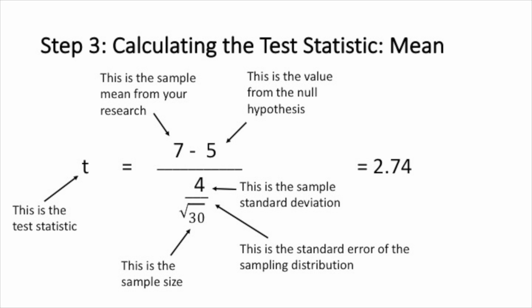That's 7, which is the value from my research. That's the sample mean value I calculated. I subtracted from that 5, which is the value from the null hypothesis. And I divided this difference of 2 by the standard error of the sampling distribution for a sample mean value, which is s divided by the square root of n, where s stands for the sample standard deviation, which was 4, divided by the square root of 30, which was my sample size.